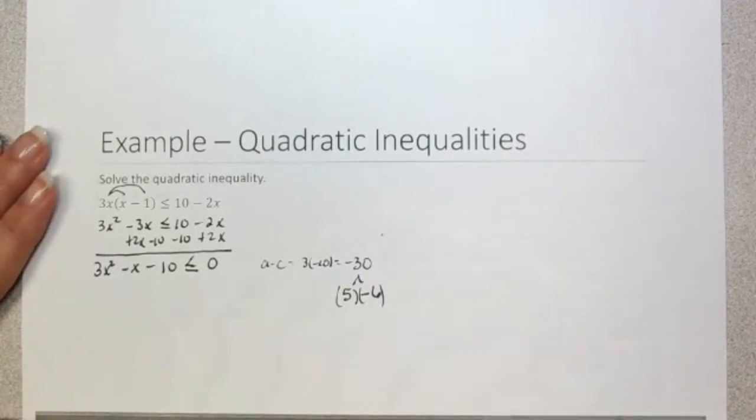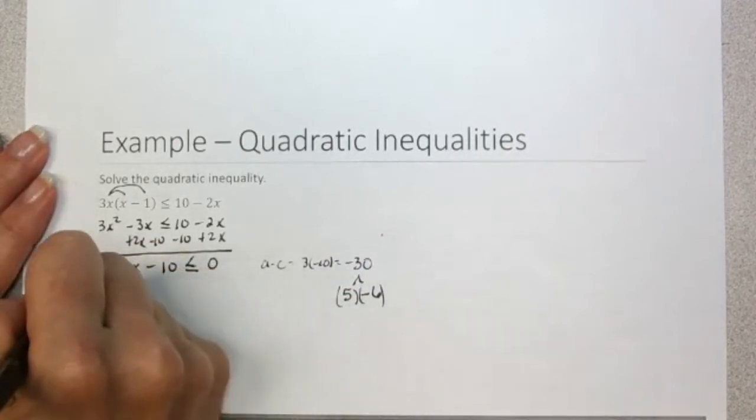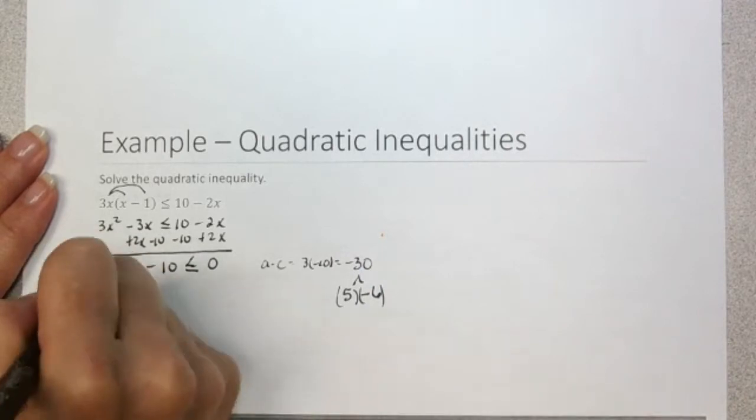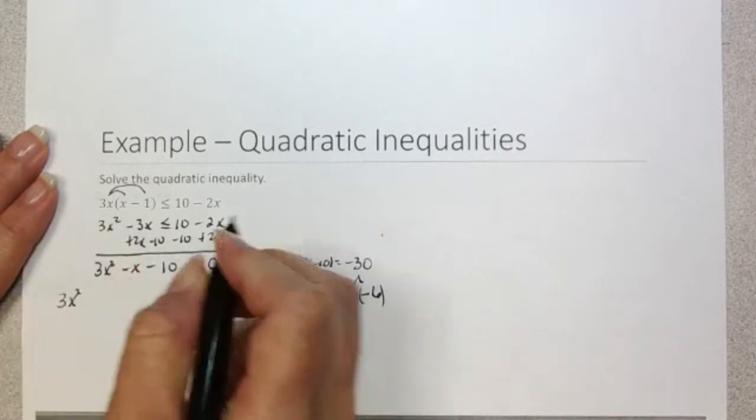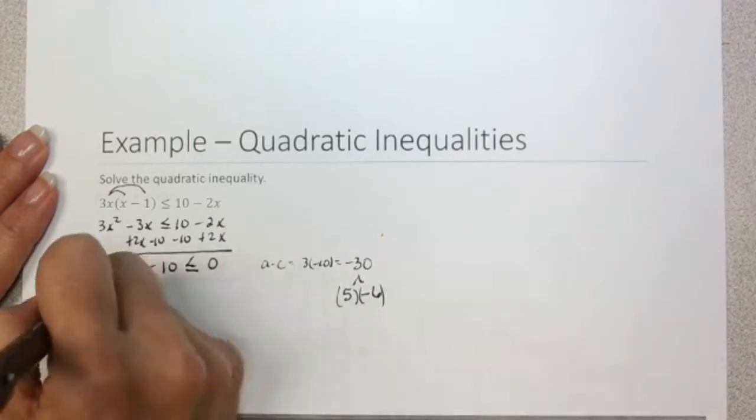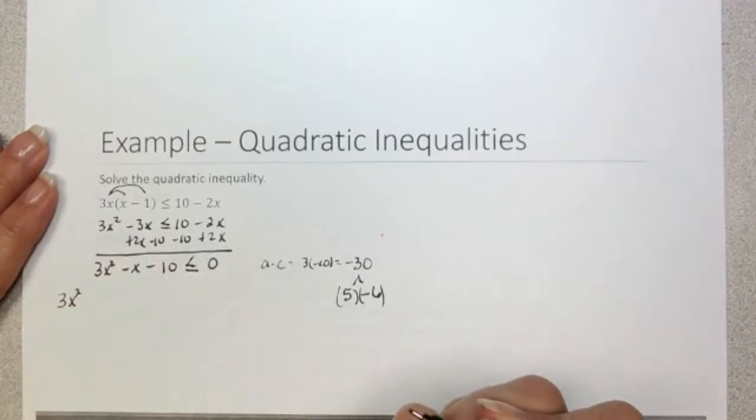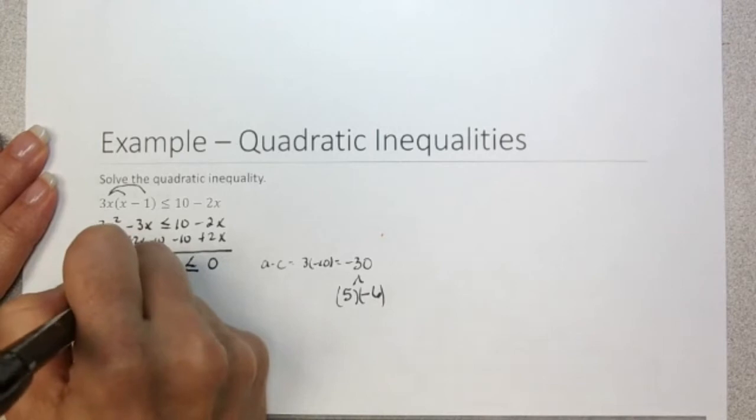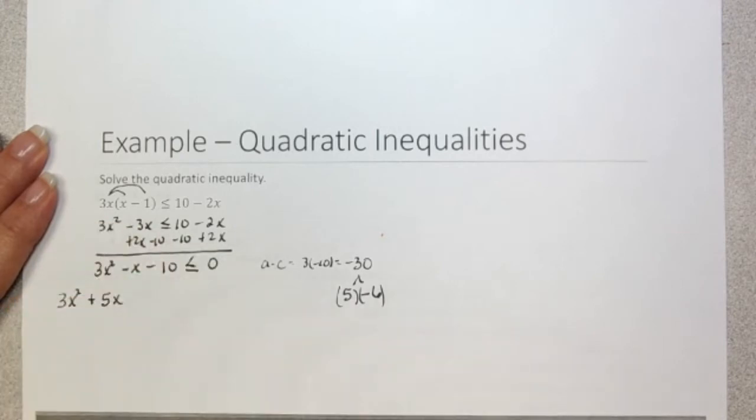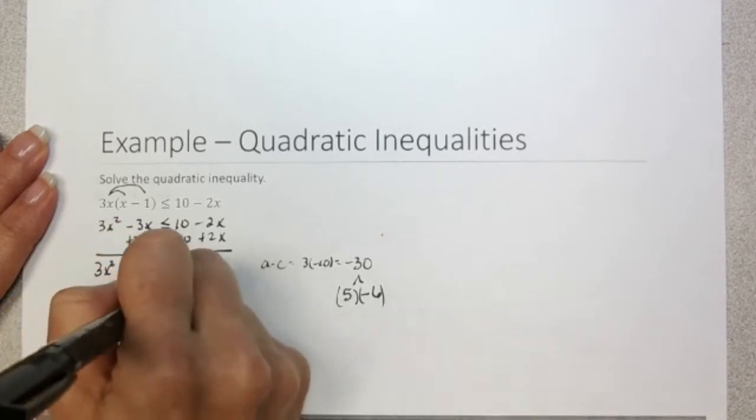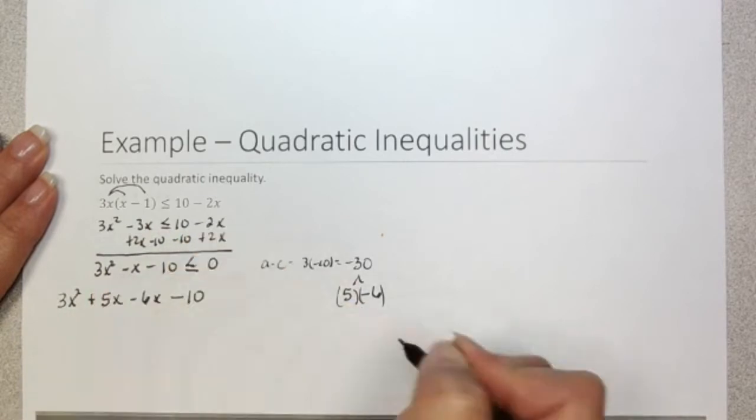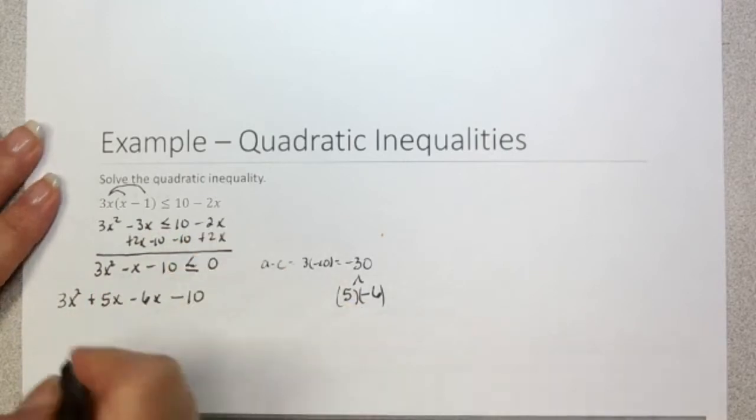All right, so we're going to split that middle term into those factors. So we'll have 3x squared plus 5x minus 6x minus 10. All right, let's group.